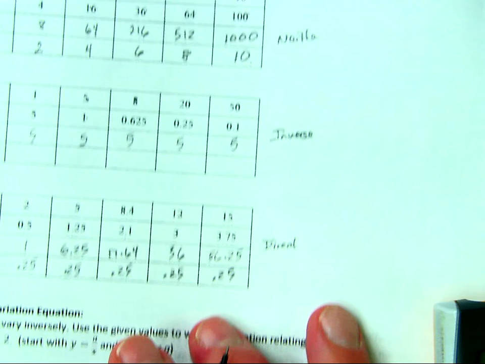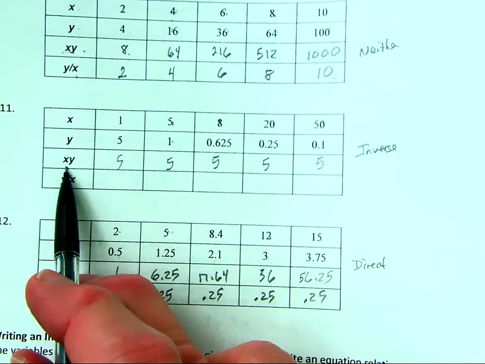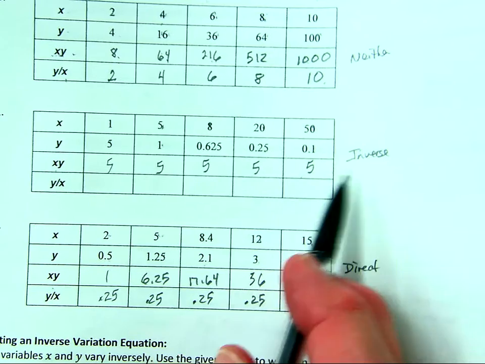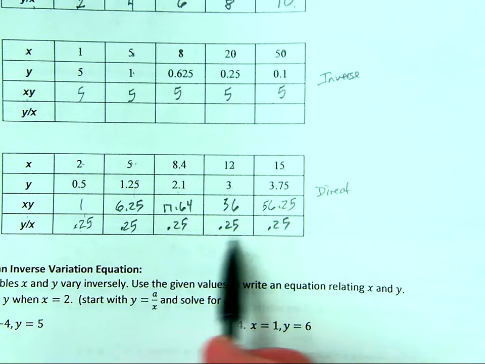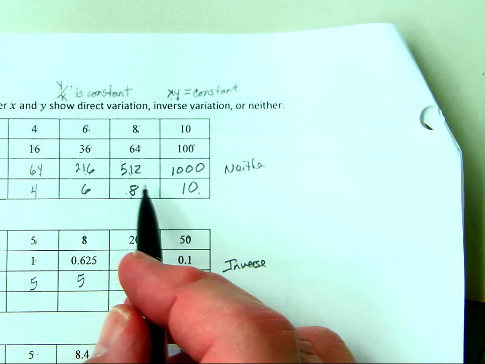So that's what you do on the tables. If you take x times y, so if you multiply the two variables together, if they get a constant, that's an inverse variation. If you divide them, y divided by x, and you get a constant, that's a direct variation. If you don't get a constant on either one, then that's neither.